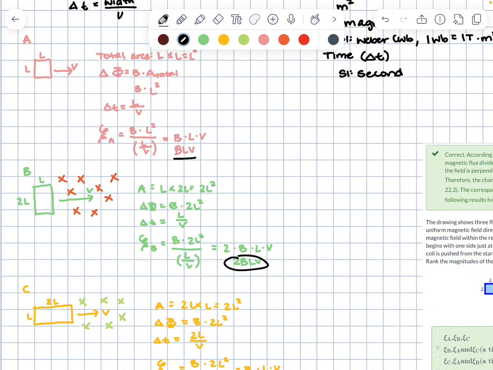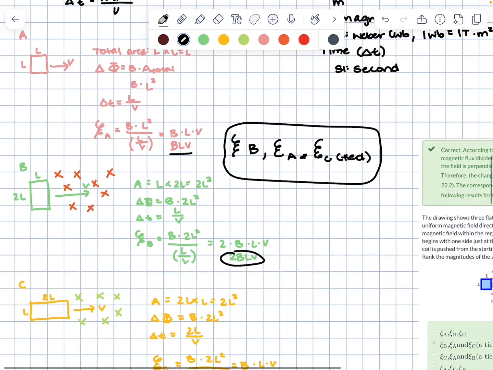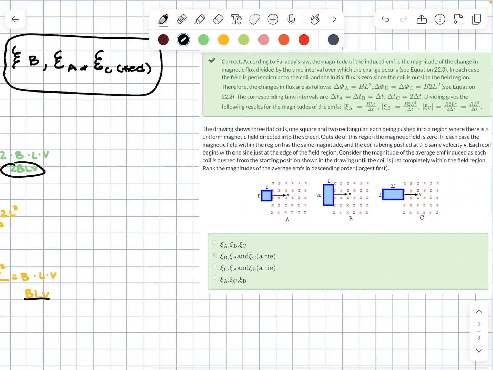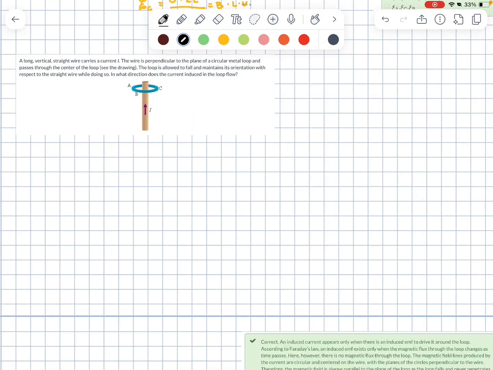So then we know that B goes first because, remember, we're ordering the magnitudes of the average EMFs in descending order, so the largest first. And since it has a 2 in front, that makes it larger than having a 1 in front, right? So we have the EMF of B, and then the EMF of A and EMF of C are tied. Perfect. So this is our answer, and we're going to check it. And that checks out.